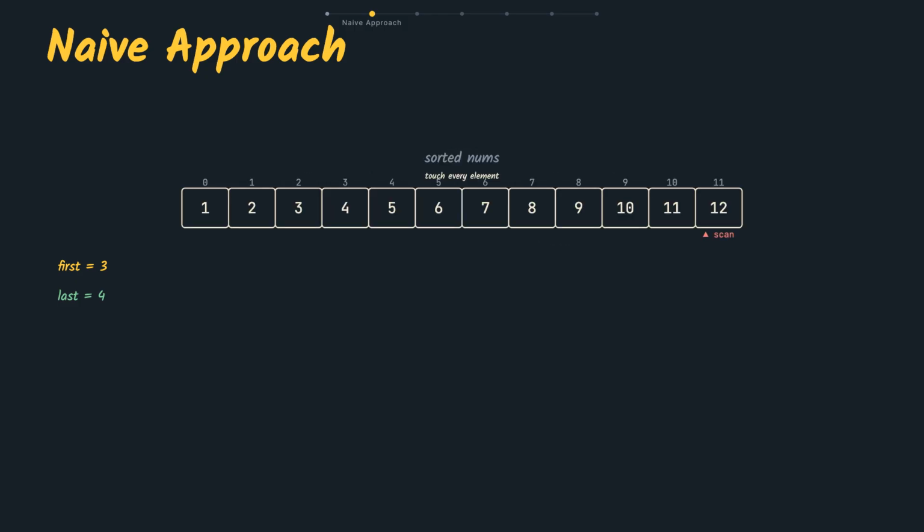Now scale that up to a huge sorted list. The sorting gave us structure, and this scan barely uses it. So even though the scan is simple, it grows with the whole array. The problem asks for O of log n, so we need a different move.